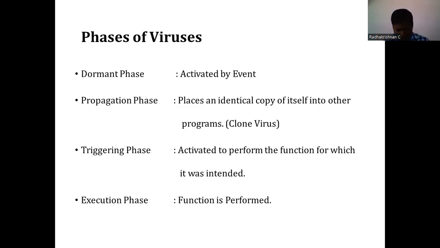And the propagation phase means the virus places an identical copy of itself into another program. We call it a clone virus. So the propagation phase is nothing but the clone virus, another name for that phase. And the triggering phase is activated to perform the function for which it was intended. So whatever functions we initiate, in the triggering phase the virus will automatically attack. In the execution phase, the function is performed, meaning it will be executed.